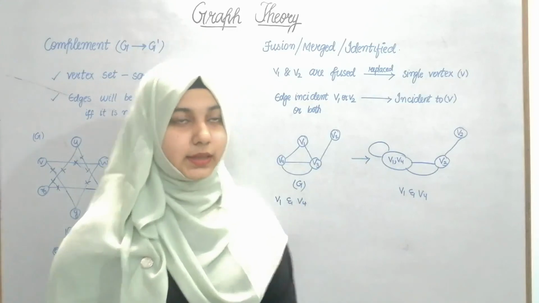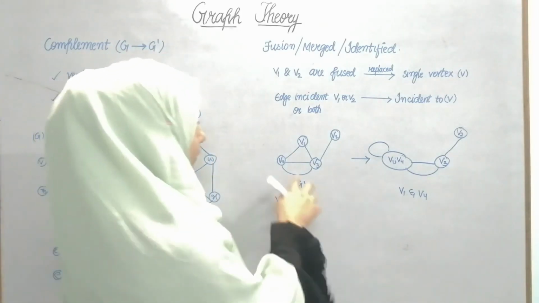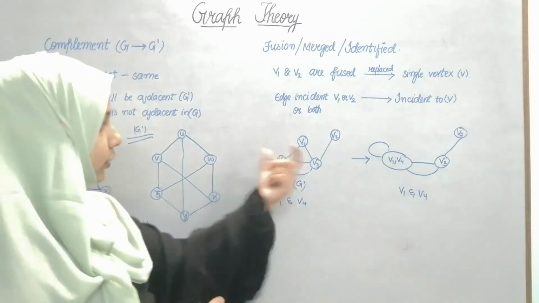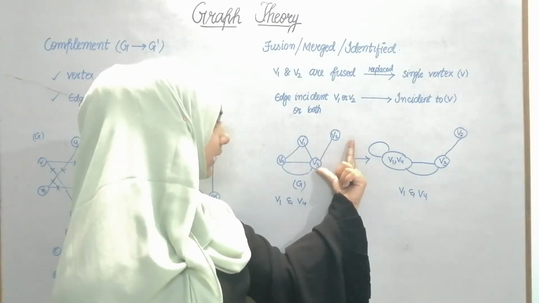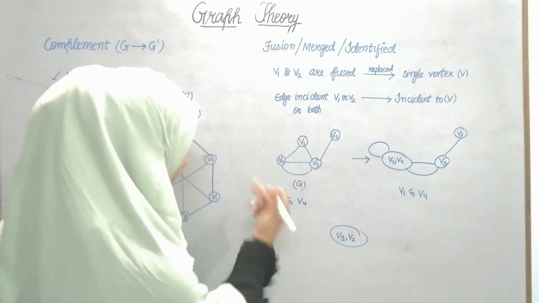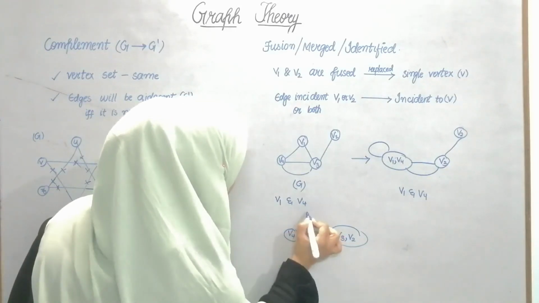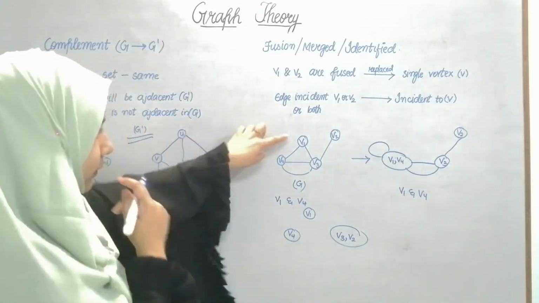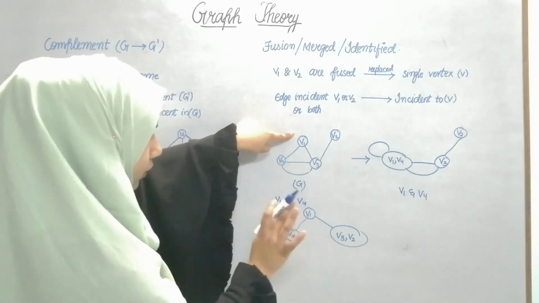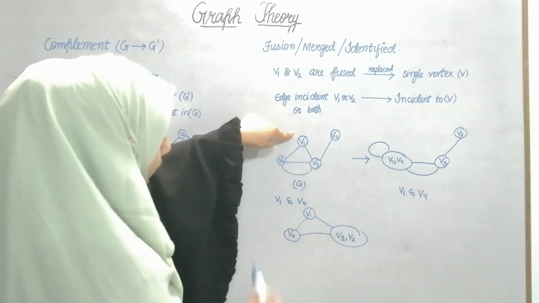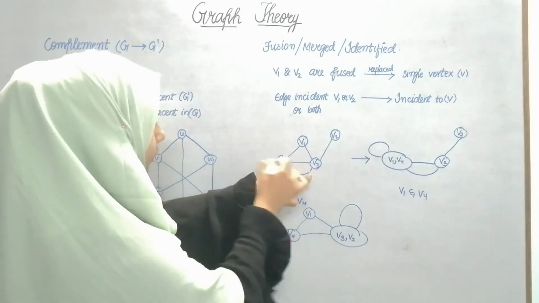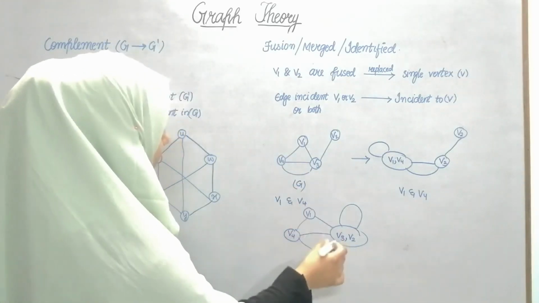Understood? Now in the same manner, if you want to fuse some other vertices, if you want to fuse 1 and 3, or if you want to fuse 3 and 2, the same thing will happen. If you want to fuse V3 and V2, then V3 and V2 will form one vertex, and the remaining will be as it is. This will be V4, this will be V1. Now V1 is incident on V3. V1 is incident on V4. Okay, done. V4 is incident on V3. Okay, done. V3 is incident on V2. V3 is incident on V4.